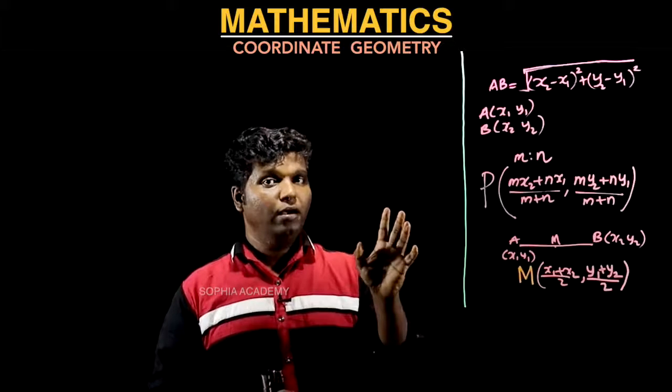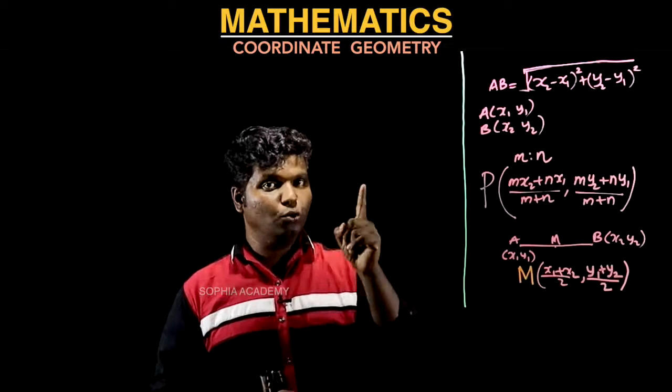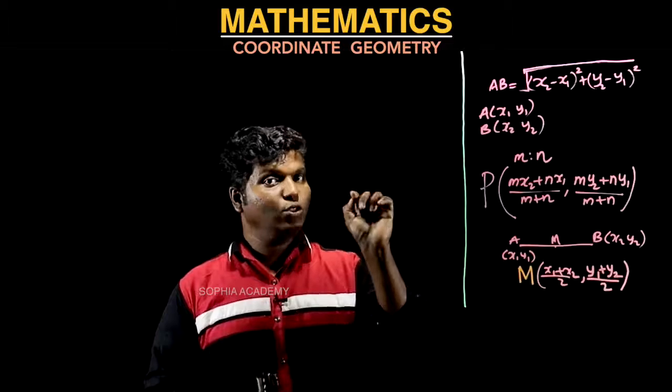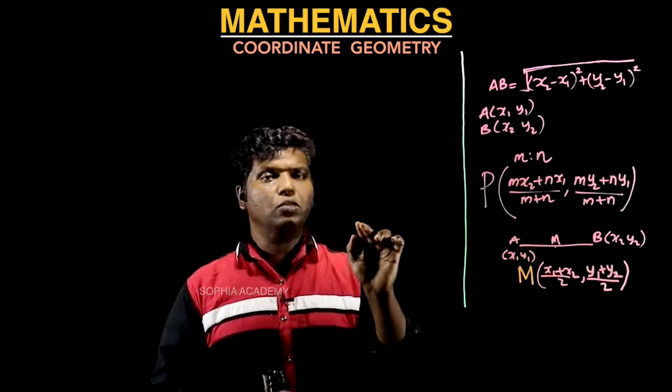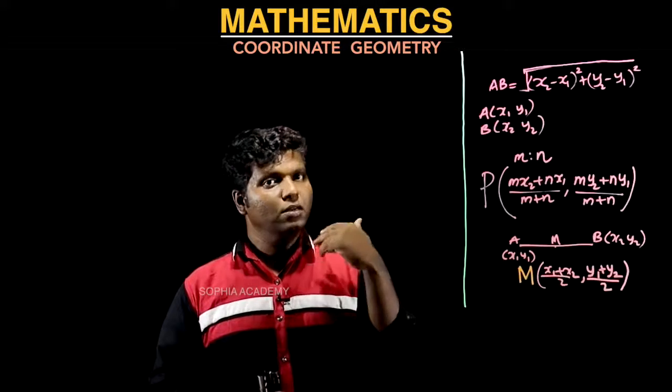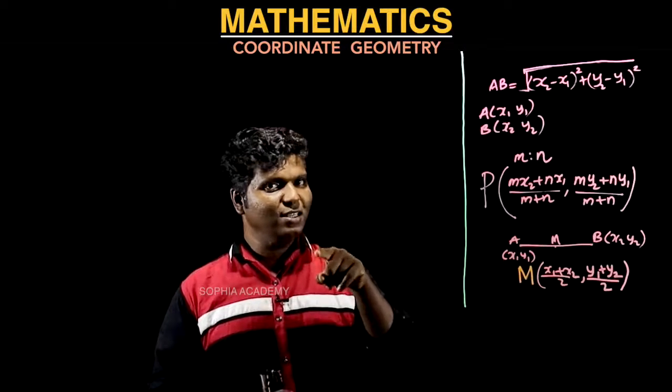A, 2, 4. So the x coordinate is 2. What about the point B? The x coordinate is minus 2. So 2 plus minus 2, 0. 0 divided by 2, 0. So you got the x coordinate is 0, comma.